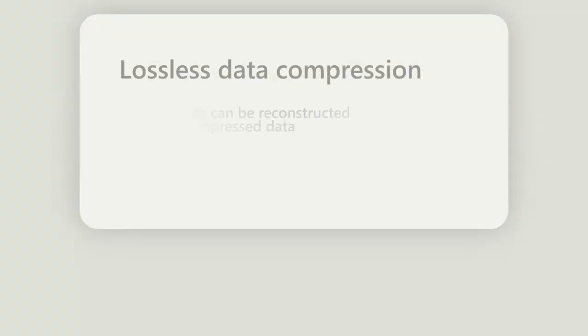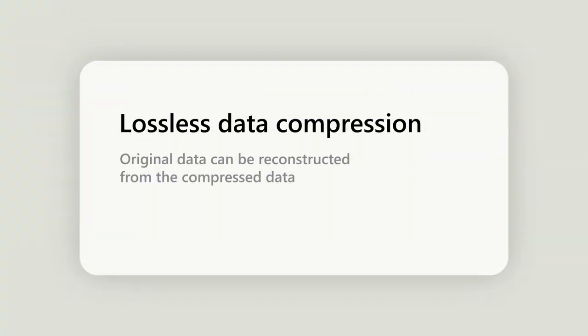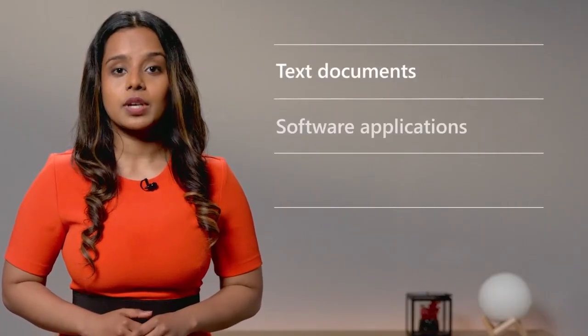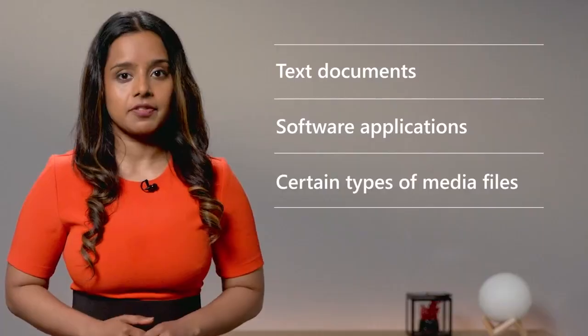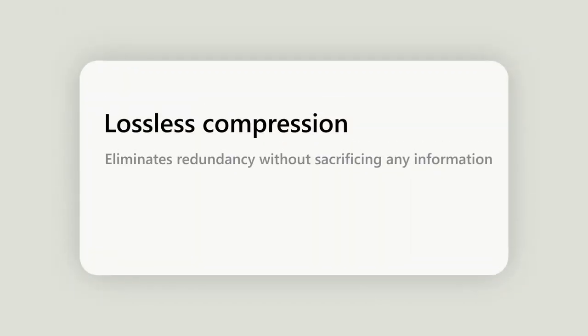Let's discuss the two methods for data compression. First, lossless data compression allows for the original data to be perfectly reconstructed from the compressed data. This method is essential for applications where the exact reproduction of the original data is critical, such as text documents, software applications, and certain types of media files. Lossless compression works by eliminating redundancy without sacrificing any information.